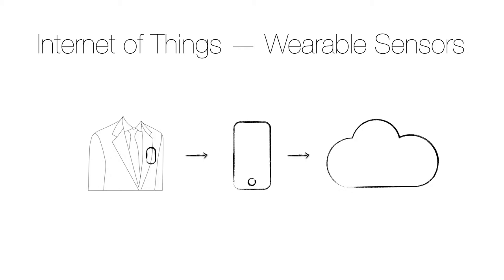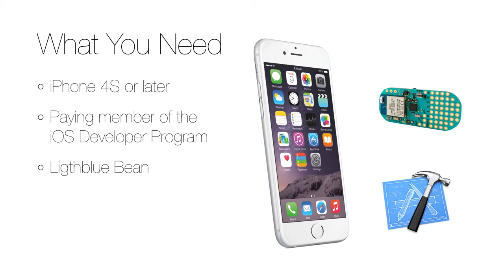Let's create an iPhone app that reads the temperature sensor of a wearable device and publish it to an MQTT broker. To do that, you need an iPhone 4S or later, as well as being a registered and paying iOS developer. And you also need a very nice device called the LightBlue Bean, which is an Arduino-compatible microcontroller with built-in Bluetooth that has a coin cell battery to be constantly on and connected.